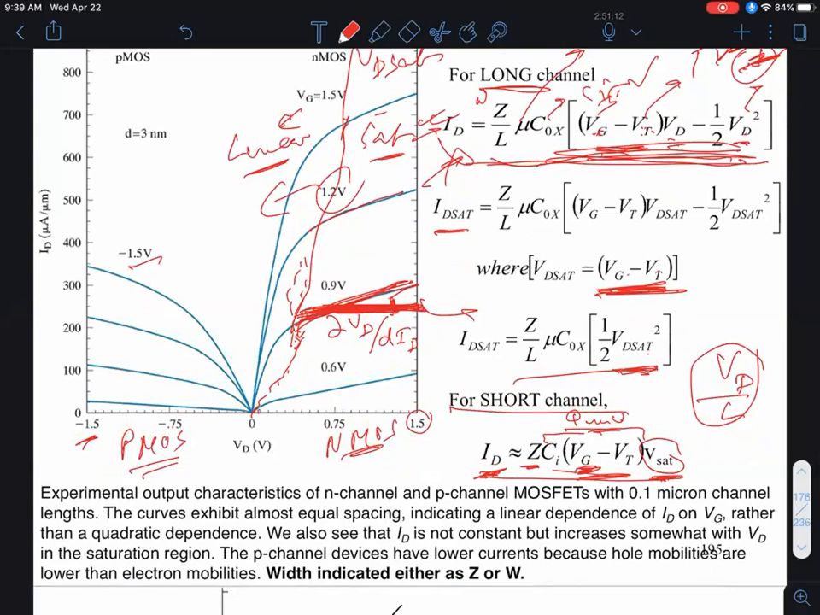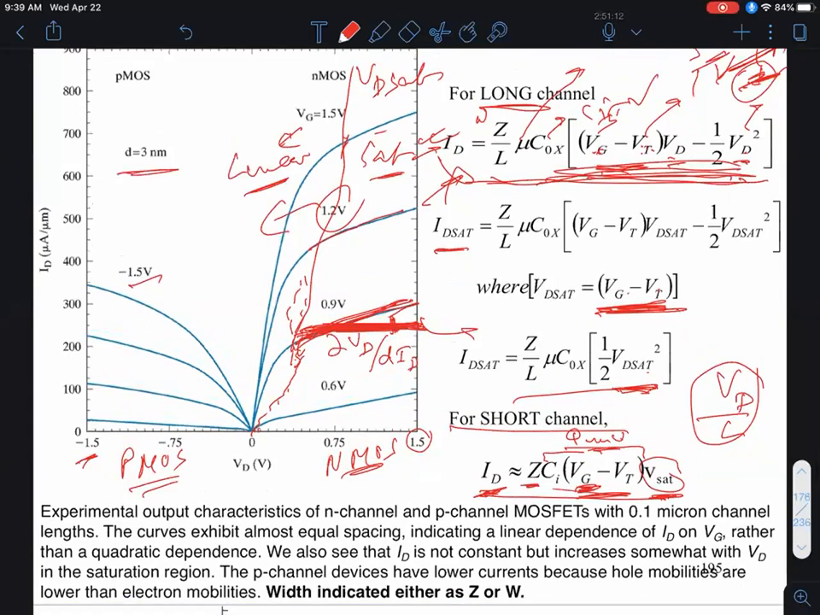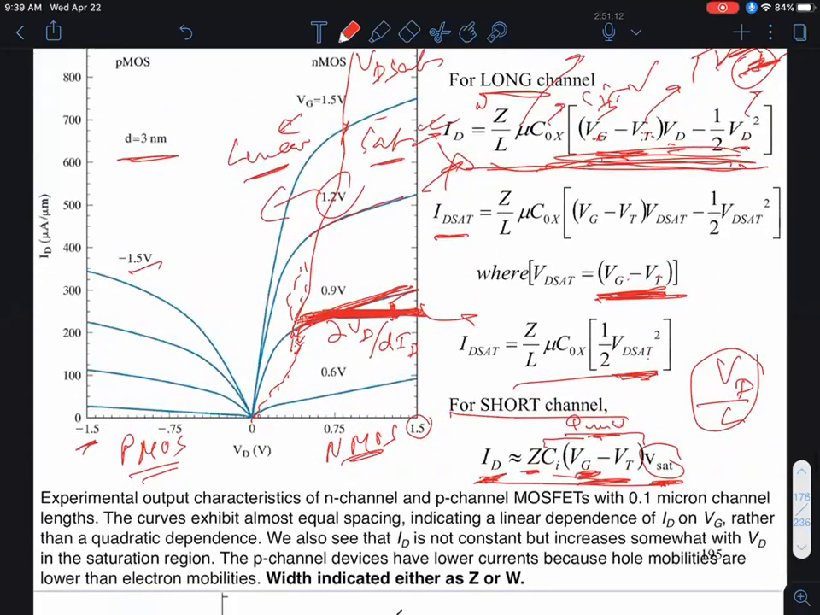The other thing that I see by looking at these curves, these are, by the way, actual experimental data for a 3 nanometer gate oxide and 0.1 micron channel length. This is experimental data from my days at Texas Instruments. What is the other thing that you notice? So notice that the voltages are comparable, except for positive and negative. What's the other thing that you notice when you compare the PMOS versus the NMOS? PMOS currents are lower, right, for comparable voltages.